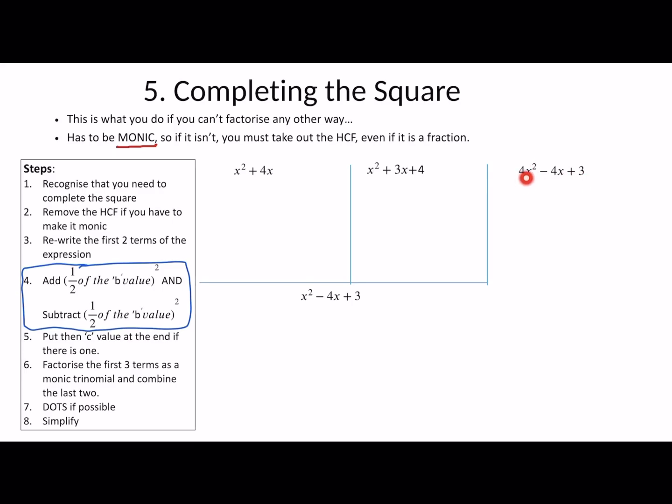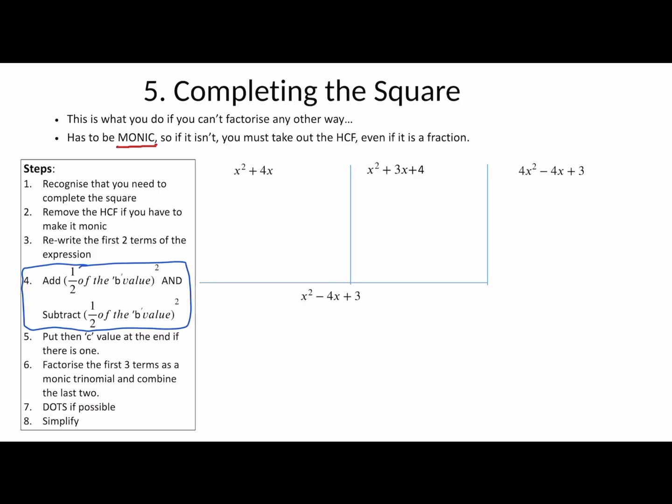All right. Now, just before we go any further, you can see I've highlighted in the steps, step 4. It says add half of the b value squared and then subtract half of the b value squared. Now that sounds like the same thing. That's like saying if I add 4, then I take 4 away. The reason we have to do that is because if you just add 4, you've changed the equation. If you take it away again, then it goes back to the original. So why are we doing this? Let's do the examples and we'll find out.